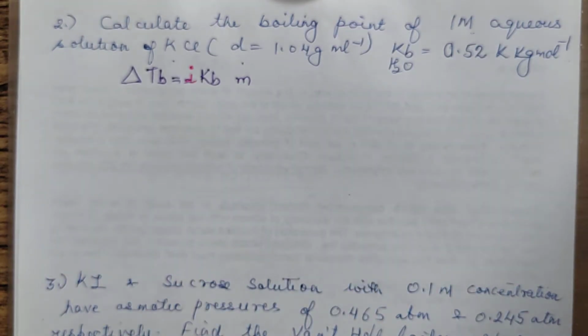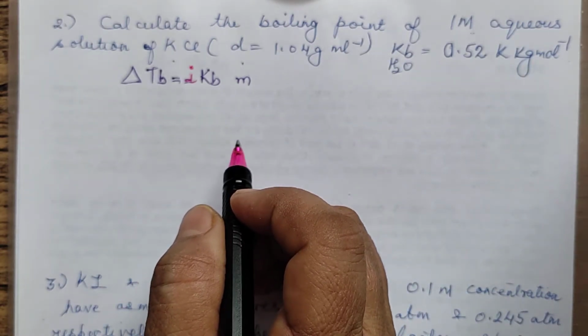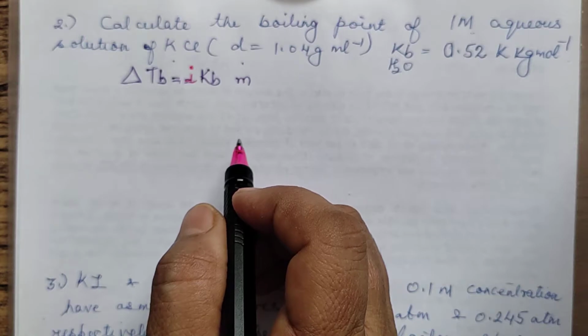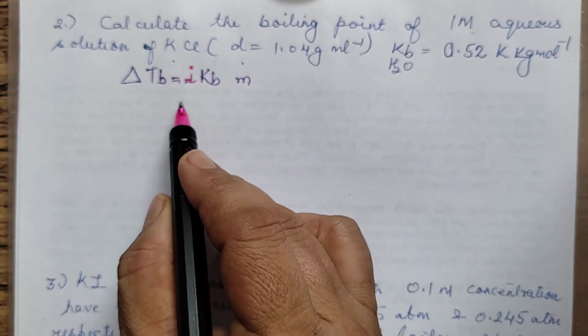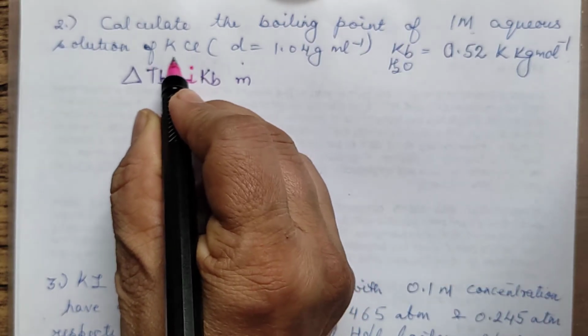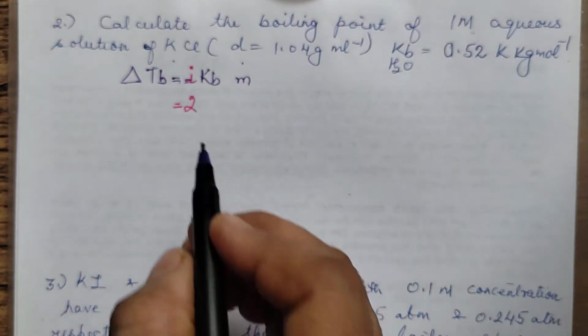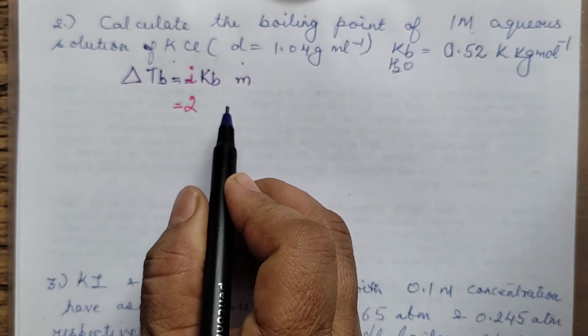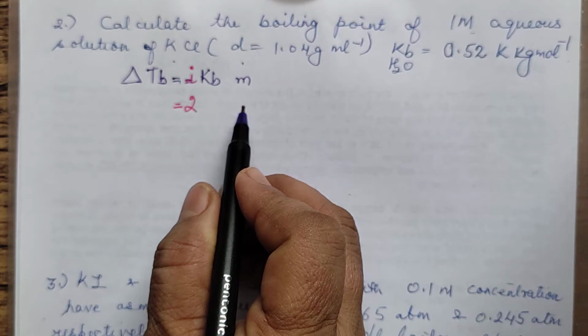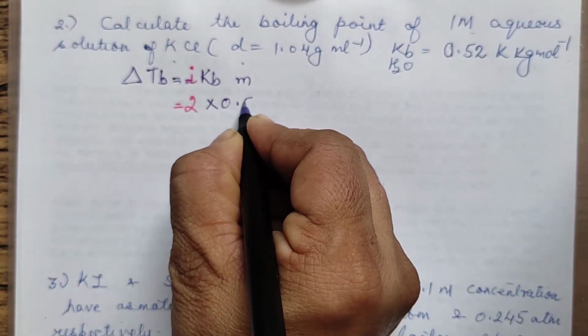Now, are they talking about how much percentage has ionized? No. When they are not talking about how much percentage of potassium chloride has ionized, i you will take as equal to how many particles are formed. Potassium chloride will ionize to form 2 ions, 1 potassium and 1 chloride ion. So in such cases, you will use i equal to 2, based on how many particles will be formed. Kb value, we know it's 0.52.